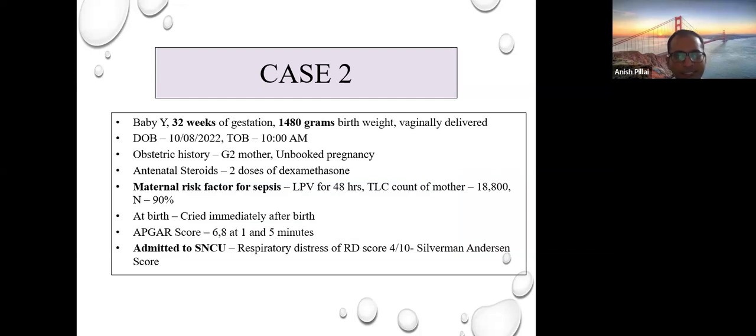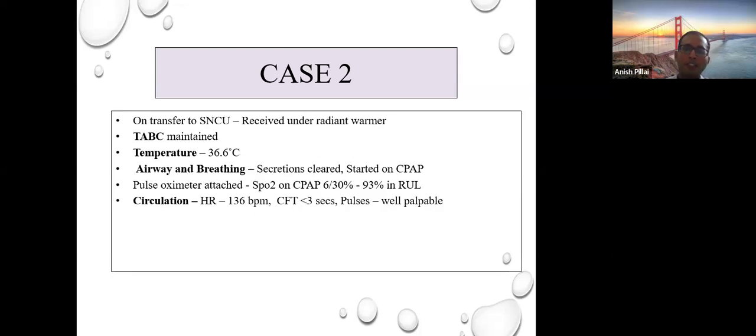Coming to the second case, now this is a preterm, 32 weeks, 1.480 kg. So very low birth weight baby, vaginally delivered, G2 mother, unbooked pregnancy. Mother had some risk factors for sepsis: leaking PV for 48 hours, a slightly high count, neutrophilic predominant, 90%. Baby has cried immediately after birth. Apgar score is 6 and 8. Respiratory distress score is 4 by 10. Okay, so baby is transferred to NICU, radiant warmer, TABC looks good.